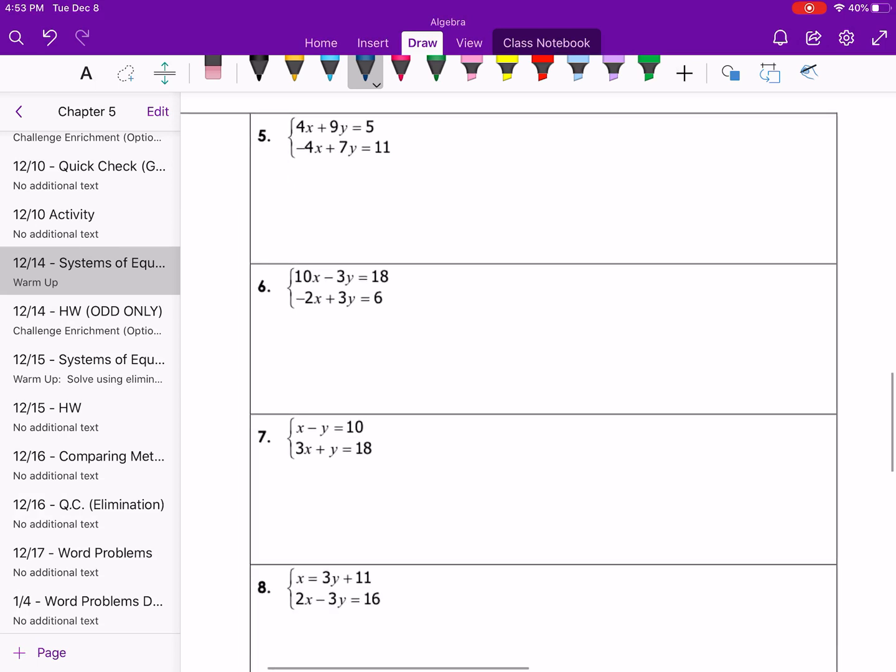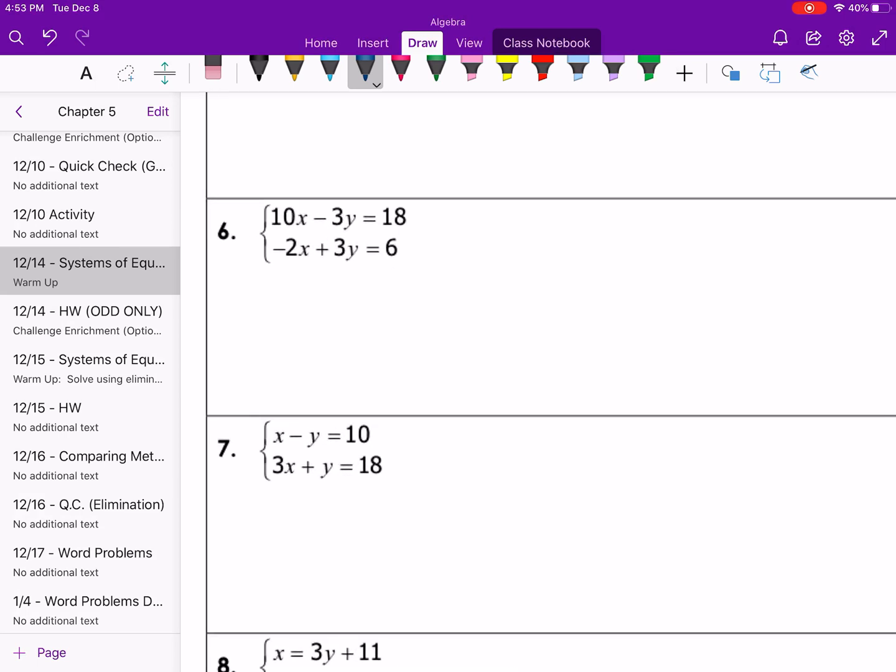All right, so looking at number 6, we can clearly see that I already have these lined up, and I can see that I have a y variable that already has a coefficient of -3 and +3. So that's super easy. I don't even have to do any work. I can already jump to combining them because these 3's already cancel out. So 10x minus 2x would just give me 8x. And then 18 and 6 would just give me 24.